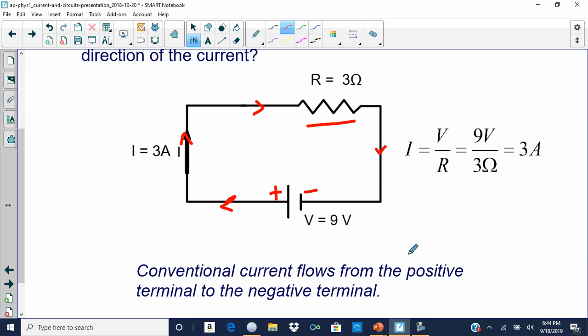Okay, don't worry about that. Just know that for conventional current, we always make the current move from the plus terminal to the minus terminal, even though the electrons physically go in the opposite direction. Okay, so how do we find the current? Current is equal to V over R, which is going to be our 9 volts divided by our 3 ohms, and that's going to give us 3 amperes.